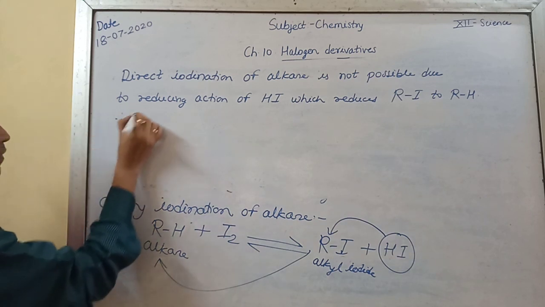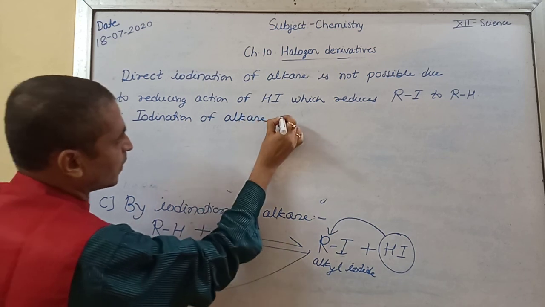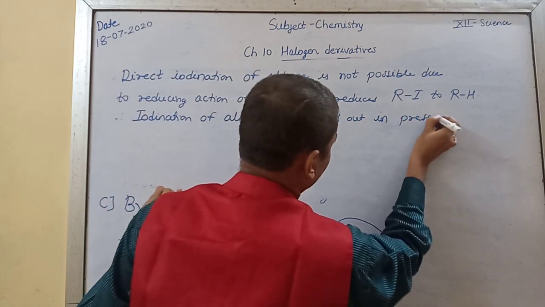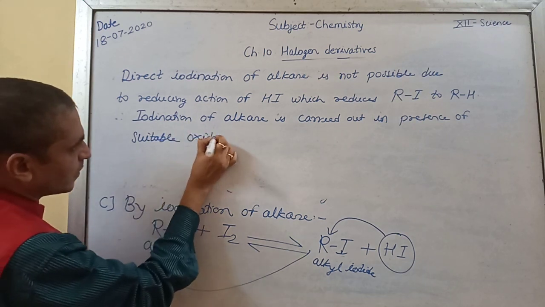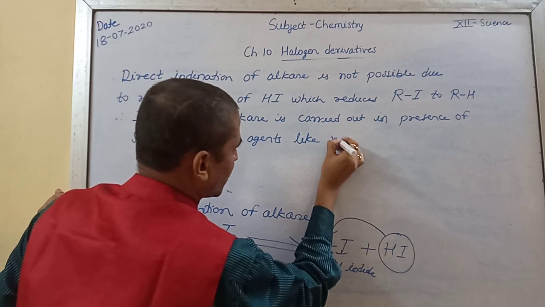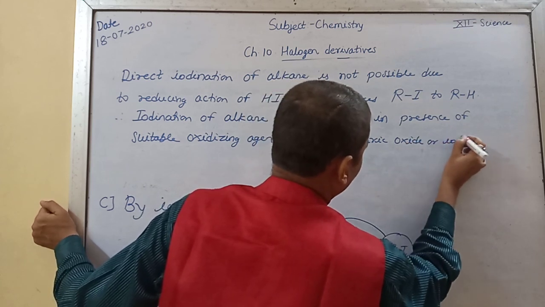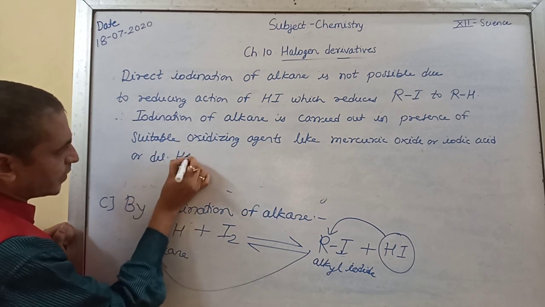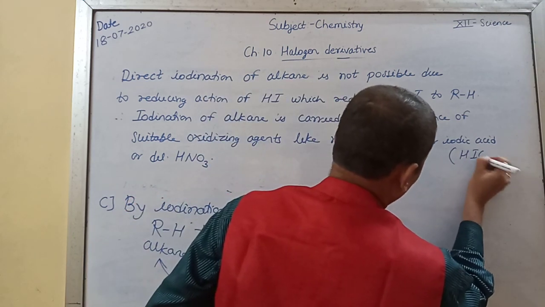Therefore, iodination of alkane is carried out in presence of a suitable oxidizing agent like mercuric oxide, iodic acid or dilute nitric acid HNO3. Mercuric oxide can be written as HgO, and iodic acid can be written as HIO3.